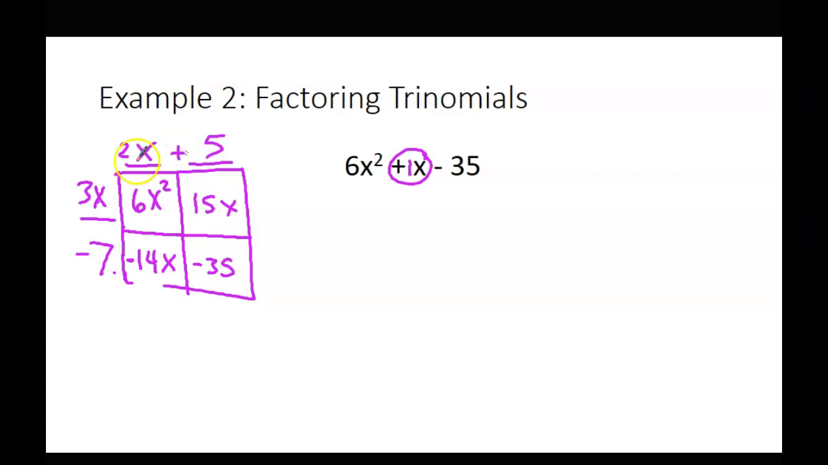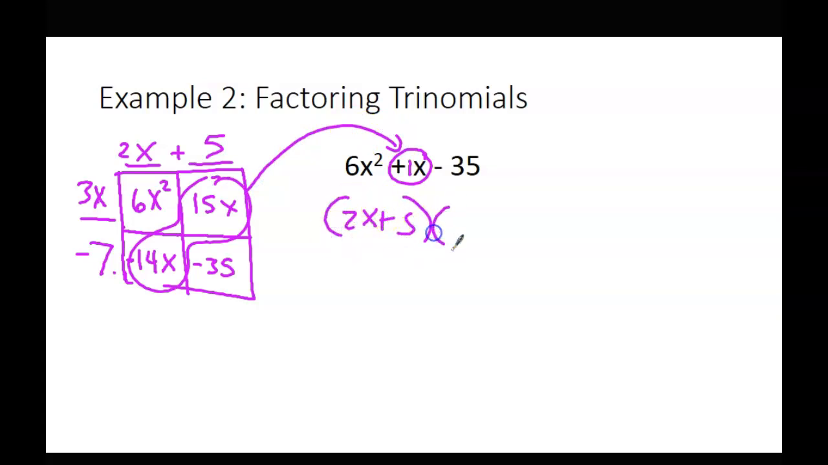So are we sure that this makes 6x squared? Are we sure that this makes 15? Are we sure that this makes negative 14? And are we sure that this makes negative 35? And are we sure that this makes 1? Might want to circle that and draw a little arrow. We are. Okay, then we have our answer. The answer is 2x plus 5 and 3x minus 7.